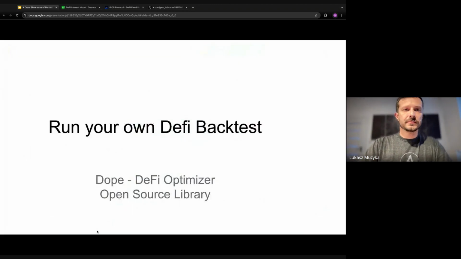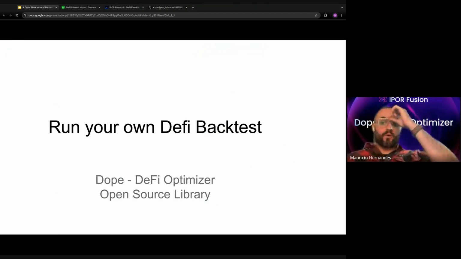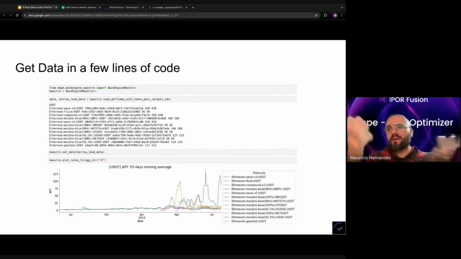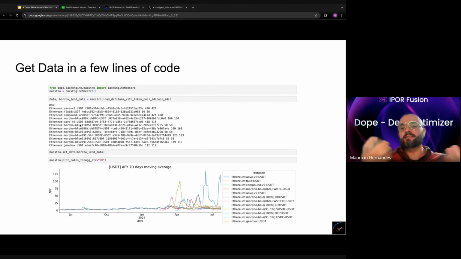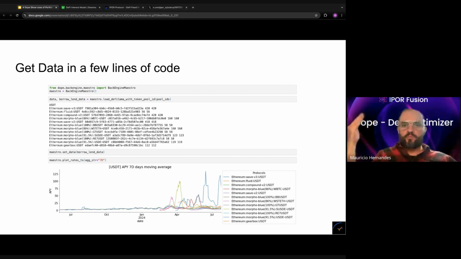Thank you, Łukasz. So let me give an example of how the flow works, for example using our backtest, our dope. How does dope look at the moment? The idea is that you can do your whole backtesting optimization in just a couple of lines of code. For example, you just want to grab some data and see how it looks. With a couple of lines of code, you have all the data from all these pools plotted on the same timeline.